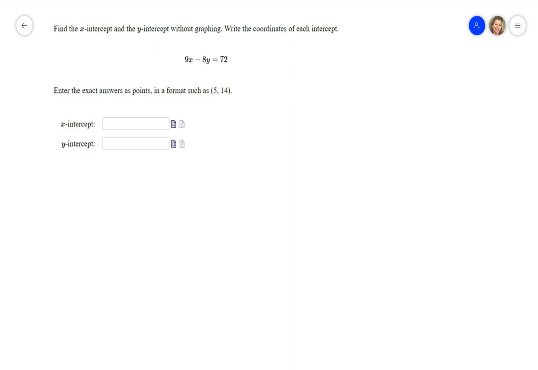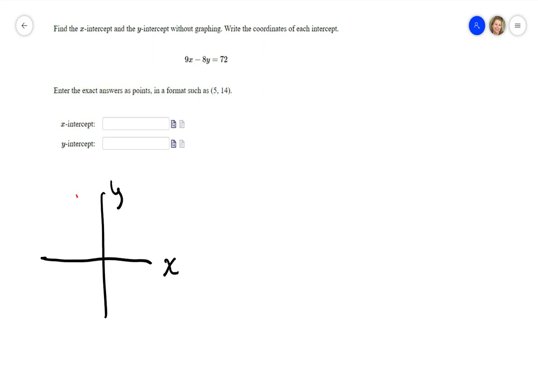Okay, this is problem number 12, and it says find the x-intercept and the y-intercept without graphing, and then write the coordinates of each intercept. They want you to write it as an ordered pair. Just to give you a quick explanation, if you're graphing something, you have a horizontal axis, which is labeled as the x-axis, and then your vertical one is the y.